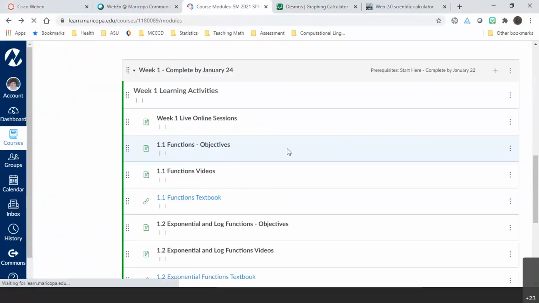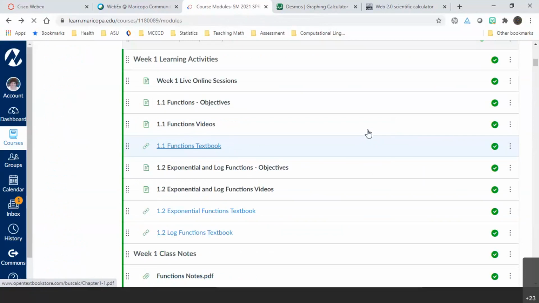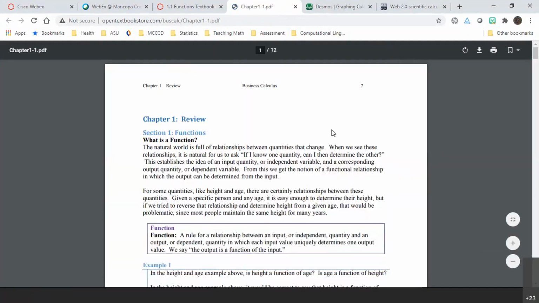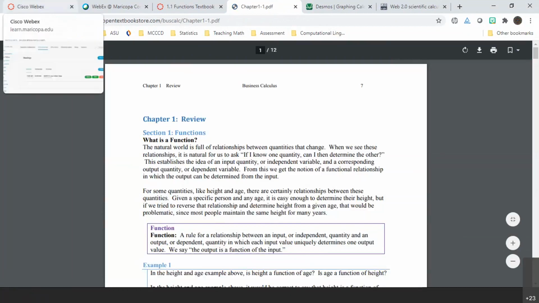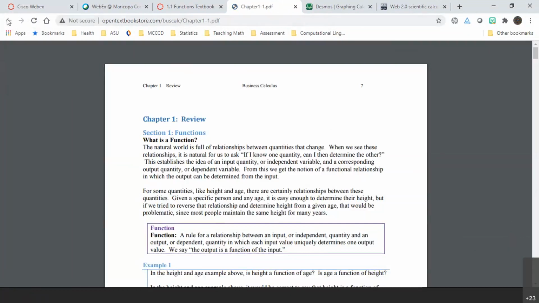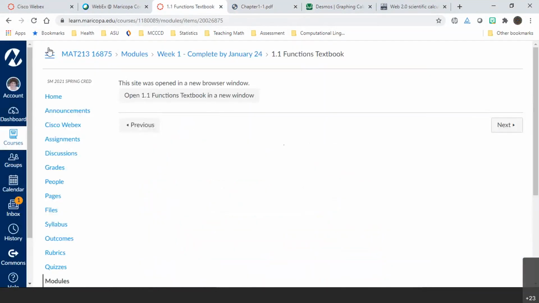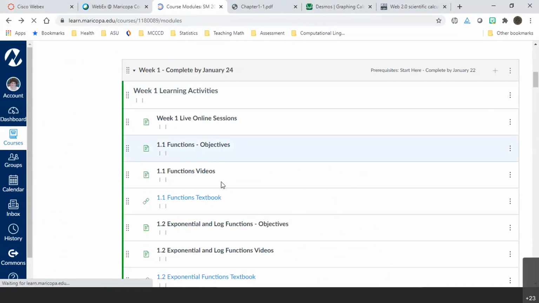Okay, what else is in the learning activities? There are objectives for each section. So you can see in week 1, we're going to be covering section 1.1, 1.2. So the objectives for functions, and this is some of the stuff you can preview before you come to class. Okay, again, I think I clicked the wrong thing here. Okay, my bad. I clicked the book, the textbook, instead of the objectives. Sometimes what happens is these jump around.